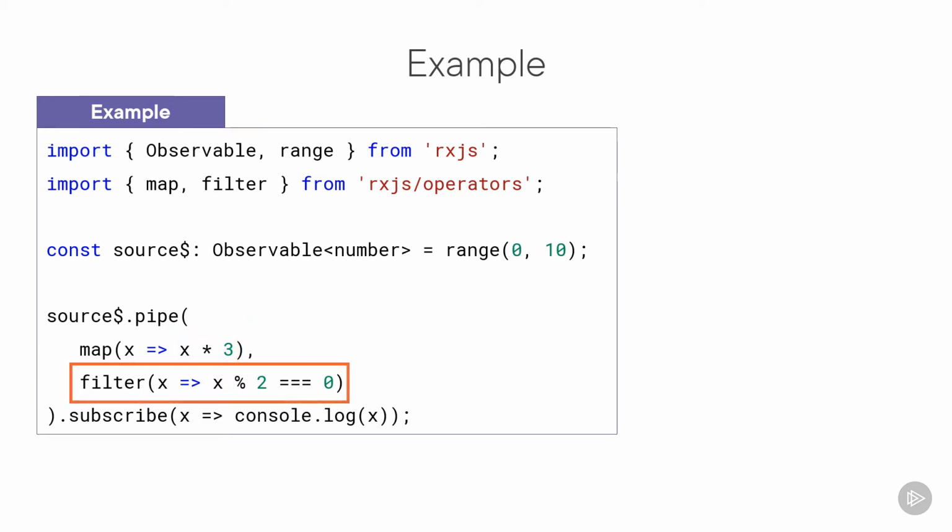The filter operator decides which items to pass on and which to filter out. We define the logic for the filtering, yep, you guessed it, using an arrow function. The parameter to the arrow function is the item emitted from the prior operator. In this example, we filter the result to only the even numbers in the sequence. That is, those numbers when divided by 2 have a remainder of 0.